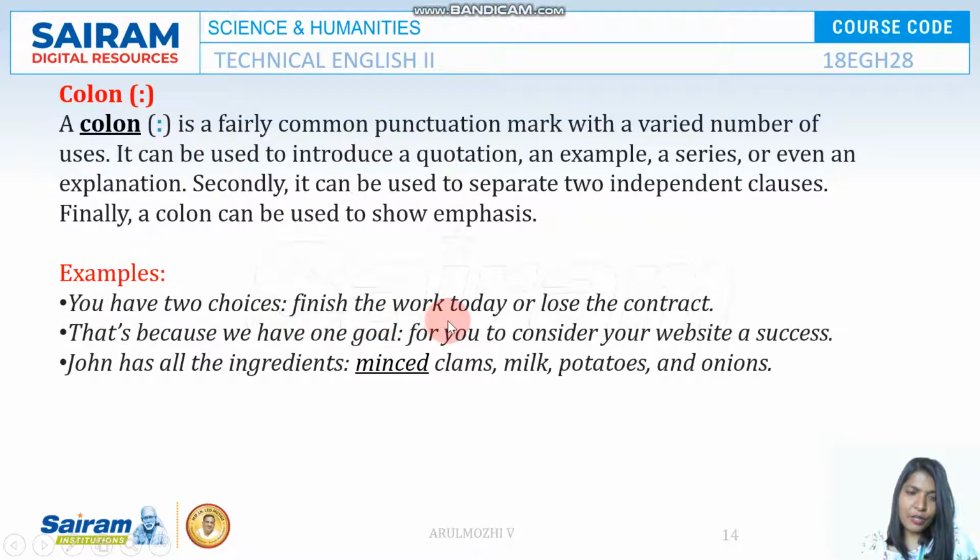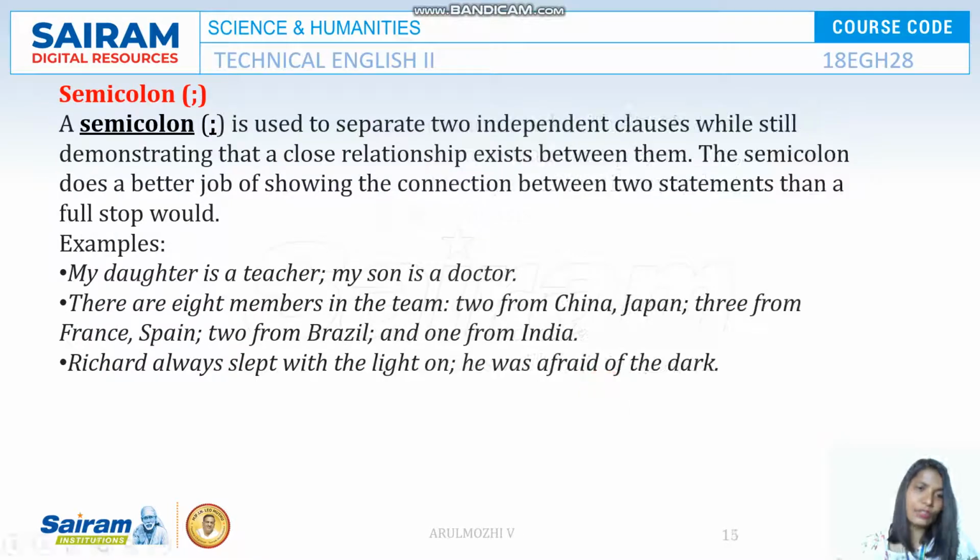Finish the work today or lose the contract. Okay. That's because we have one goal. Colon, meaning the goal is coming. Okay. Do or die. Next, John has all the ingredients colon. What are the ingredients? Okay, clams, milk, potatoes, and onions. These are the ingredients which are following.